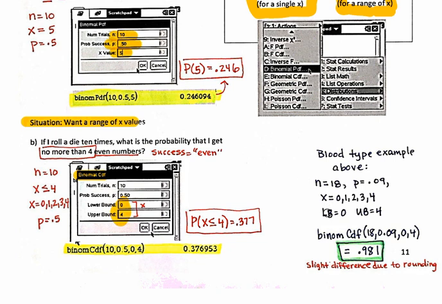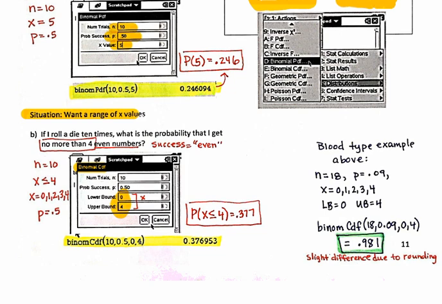In our blood type example, we would enter it as N equals 18. Probability of success is 9%. Our X's go from 0 to 4, and we end up with about a 91% chance. Now, notice that this number is a little bit different to the one we got at the top of the page, and that's just due to rounding.